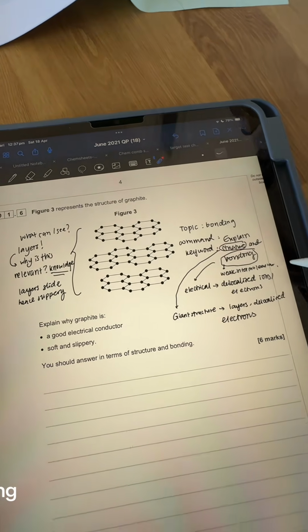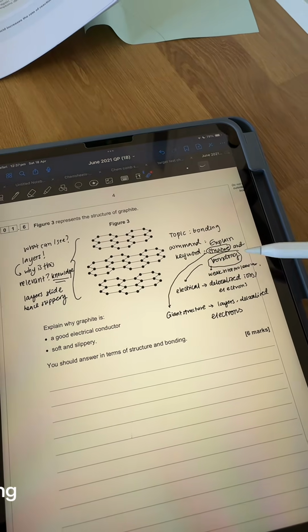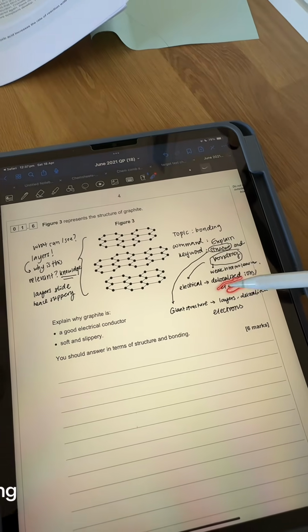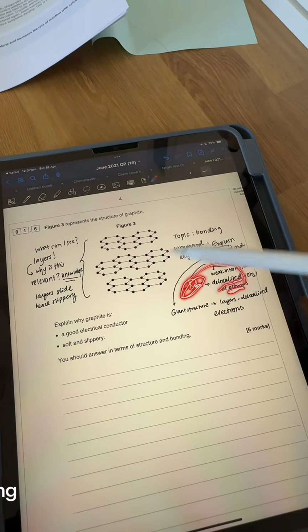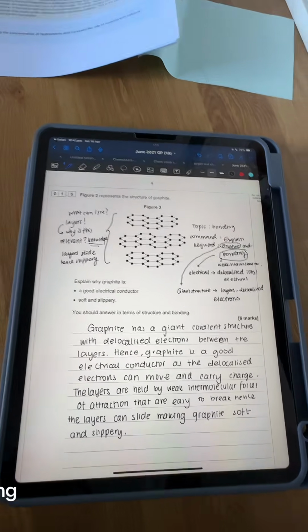Why can the layers slide? Because they have weak intermolecular forces. That's the bonding side. And why is that important? Because they are held by your delocalized electrons. And that also links to your electrical conductivity. So all of that together, it will give you your 6-mark answer here. And there you have your 6-mark answer.